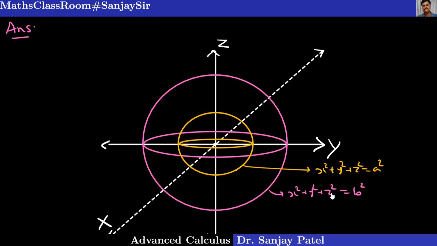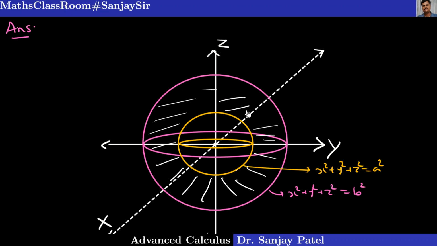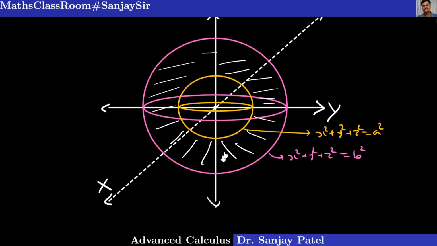So our region of integration is the volume between these two spheres. So this is our region of integration. Now this small radius is a, and this radius is b.